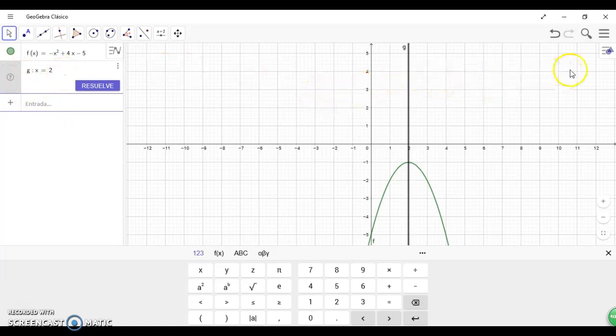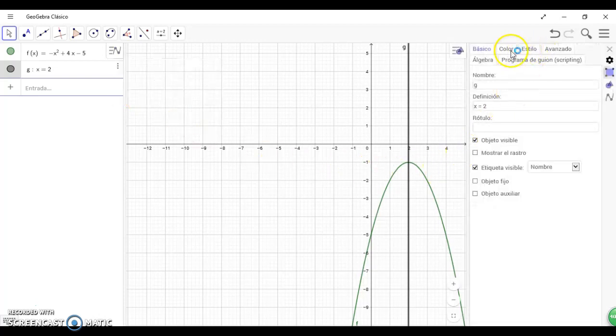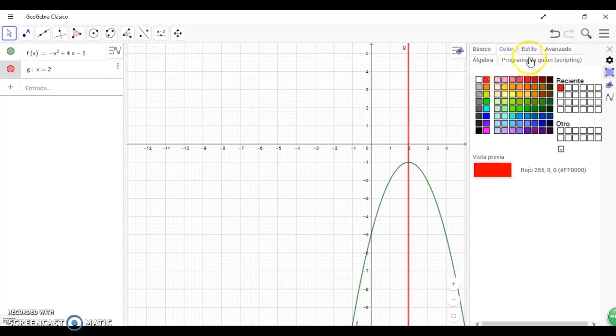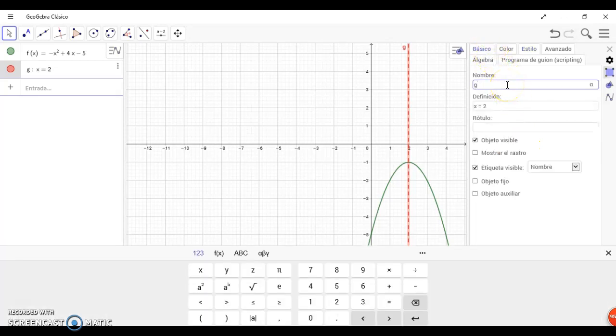So now we need to change the appearance of the line. We changed the color into red and into pointed lines. So there is the equation, and also we need to put the name as x equals 2.